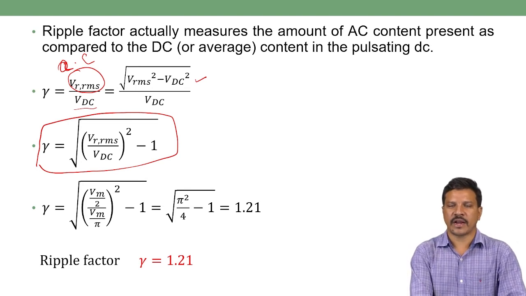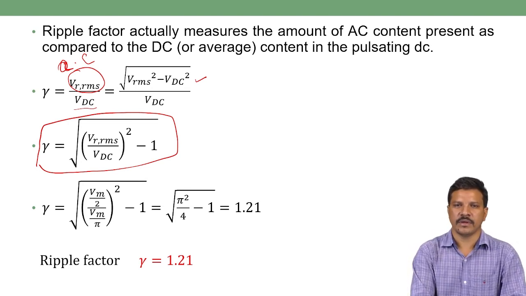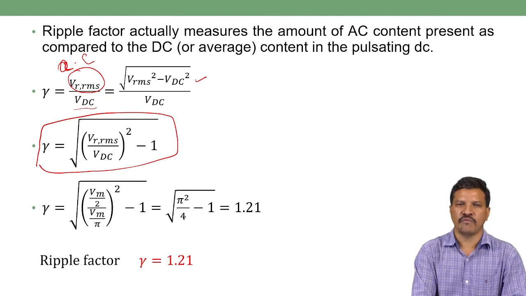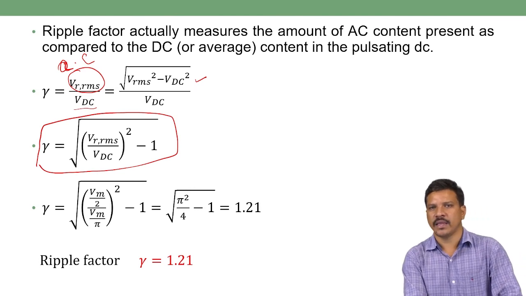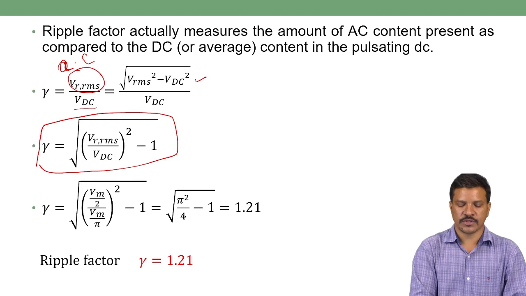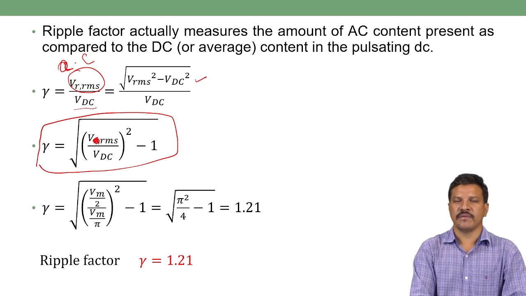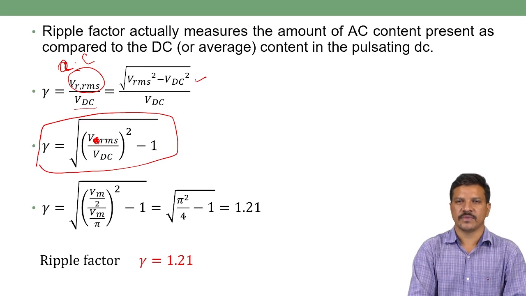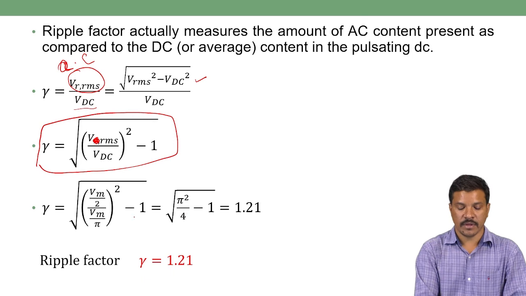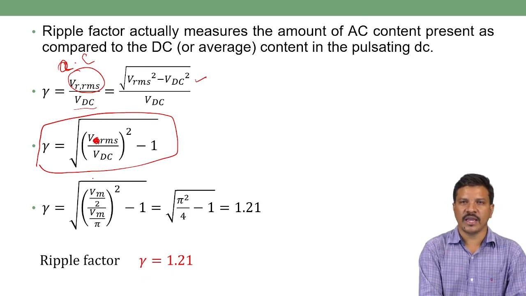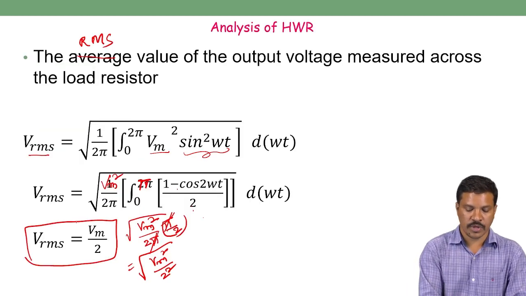How much is the ripple factor for a given data? Square root of (VRMS by VDC) whole square minus 1. So what we have already found for the half-wave rectified output, what will be the VRMS, which is equal to Vm by 2. So we got Vm by 2.